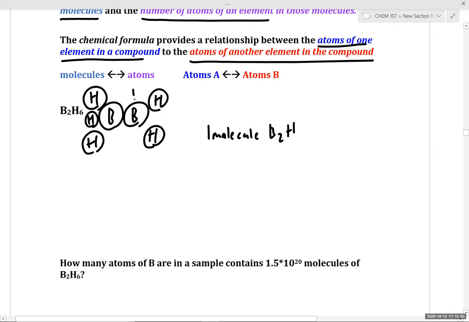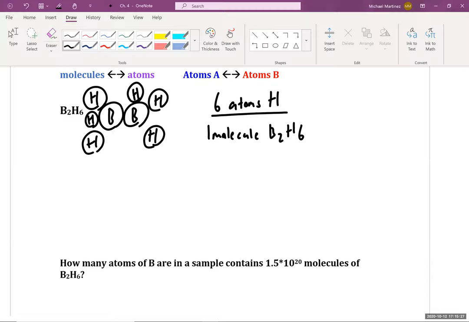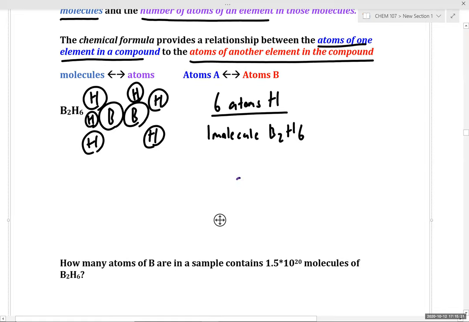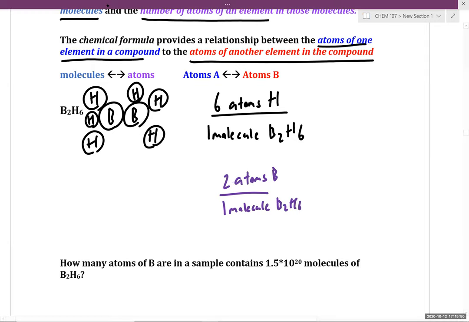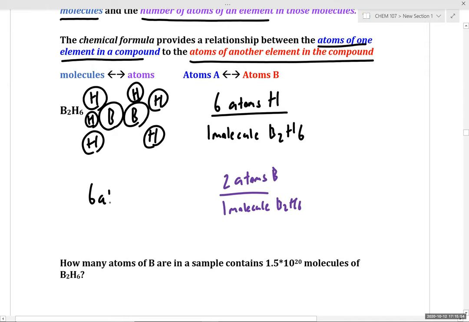So looking at this formula, in one molecule of B2H6, how many atoms of hydrogen do we have? Six. Yep, exactly right. So we have our atom to molecule ratio. Now let's look at this second example, and I'd like you to tell me from the same formula, how many atoms of boron do we have per one molecule of B2H6? Two, exactly right.